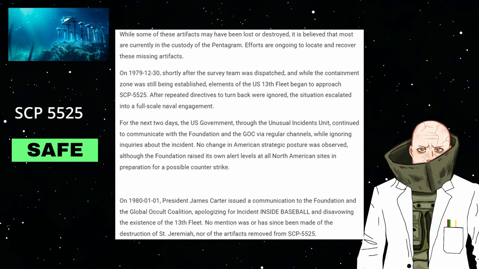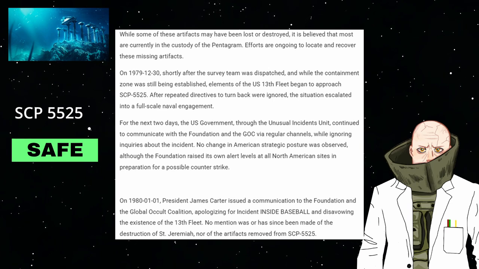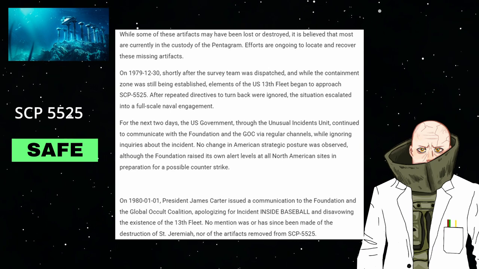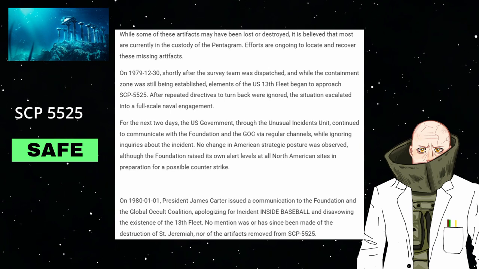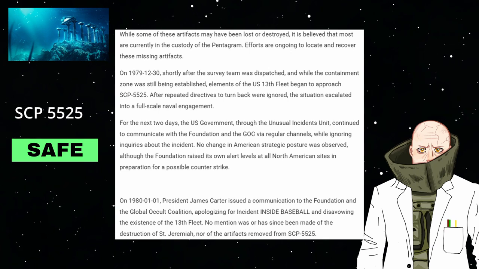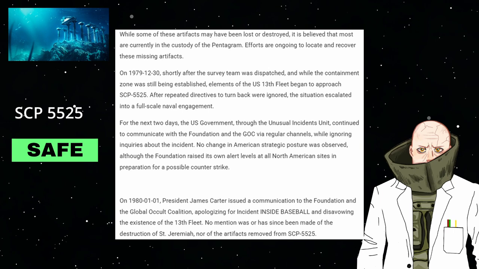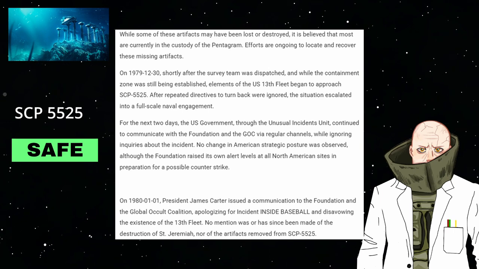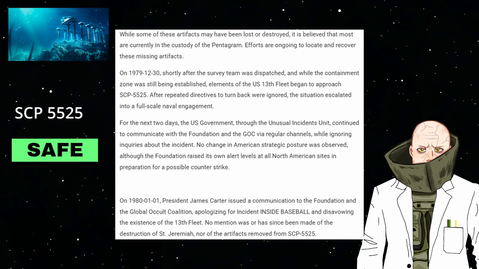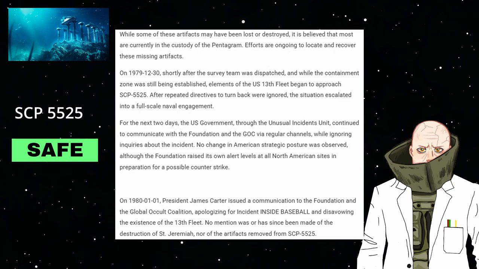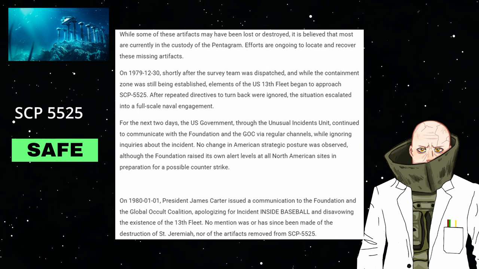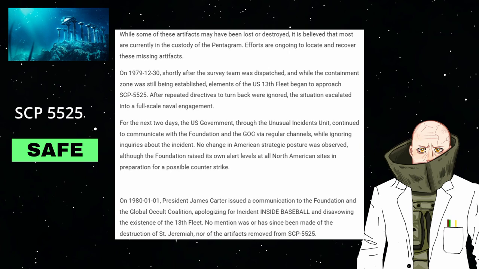On the 30th of December 1979, after the survey team was dispatched and while the containment zone was still established, elements of the US 13th Fleet began to approach 5525. After repeated directives to turn back were ignored, the situation escalated into a full-scale naval engagement. For the next 2 days, the US government, through the Unusual Incidents Unit, continued to communicate with the Foundation and the GOC via regular channels, while ignoring inquiries about the incident. No change in American strategic posture was observed, although the Foundation raised its own alert levels at all North American sites in preparation for a possible counterattack.